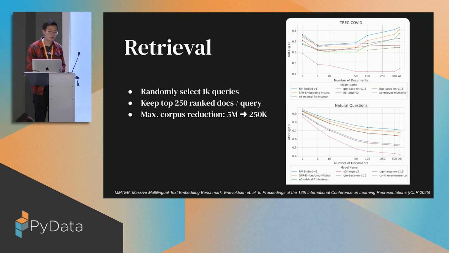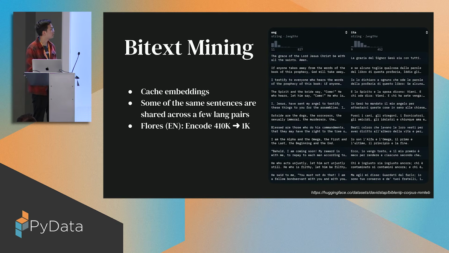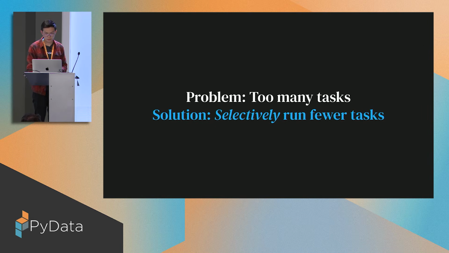And then for a task called bitext mining, which is often seen in translation, we would cache the embeddings because some of the same sentences appear quite often when they're shared across different language pairs, like English to Farsi, English to Russian, and so on. And in one of the datasets called Flores, when you look at the English sentences, there used to be 400K, and now we just encode 1K. So this is great. And at the same time, we might not want to run every single task. We want to choose just the ones that give us the biggest bang for the buck.